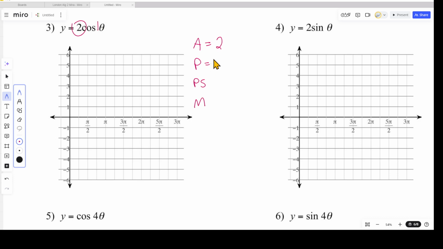B is still 1, so the period is 2 pi over b, or just 2 pi. My quarter period is that divided by 4, pi over 2. Phase shift. I think this whole worksheet doesn't have any phase shifts. Those are, I don't know, more difficult. So if we do see them, I'd expect it to be in the later problems. But I'll keep filling it in. Phase shift 0, midline also 0.